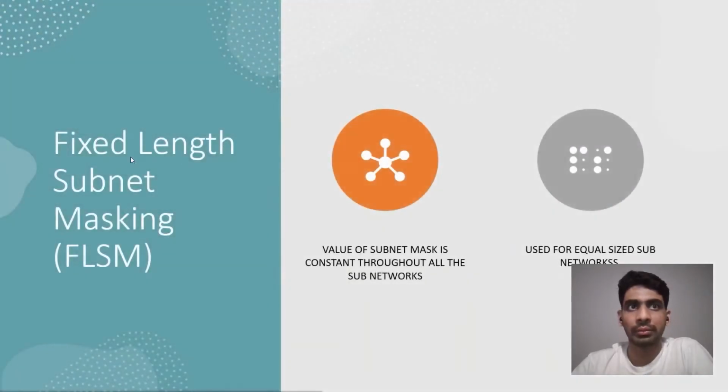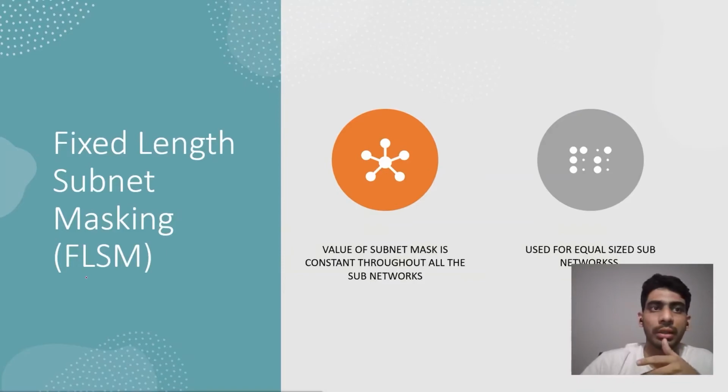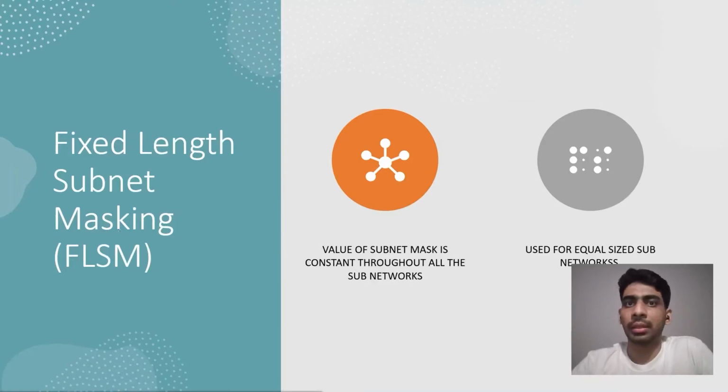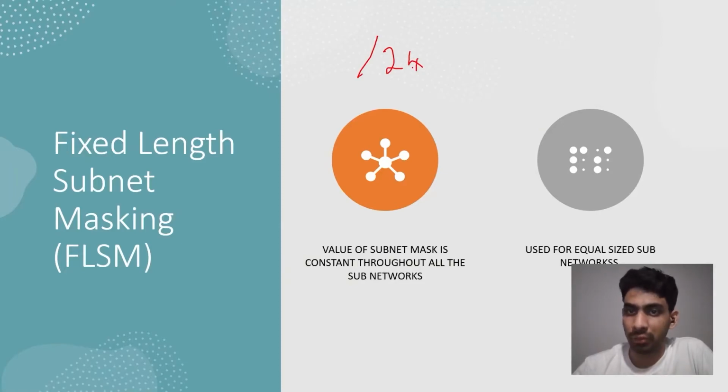So let's see what fixed length subnet masking is. In short, we call it FLSM. In this case, the value of the subnet mask is constant throughout all subnetworks. So if we take /24 as the subnet mask, all the subnets in that network have /24 as their subnet mask.